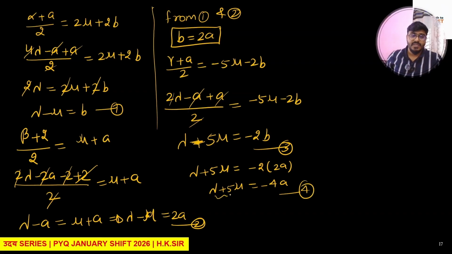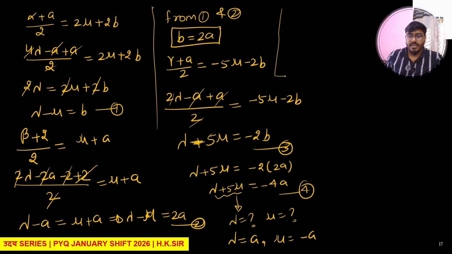Now from this equation and the second equation we can find the value of lambda and the value of mu. What is the value of lambda? Lambda equal to a. What is the value of mu? You will get minus a. When you solve these two equations, you get lambda equal to a, mu equal to minus a. Once you have this, our ultimate target is to find a.